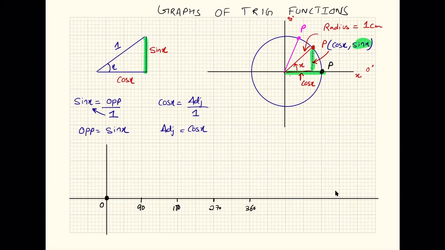So at angle 0, that's my first point. Let me take a different color. This is the first point. Then if this angle x goes to 90 degrees, this point P is going to come over here at 90 degrees. So what do you think the value of sin x would be? Sin x refers to the vertical height. Sin x refers to the height of the triangle.